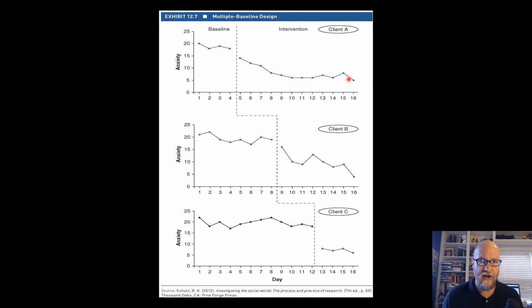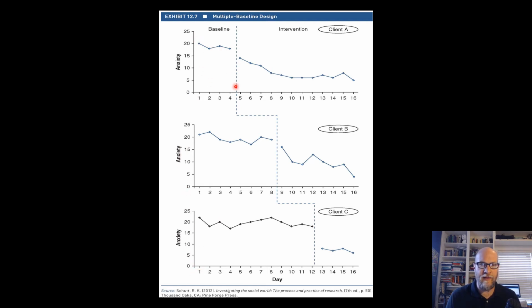So these are some examples of a multiple baseline design. In this case, we've got 3 different clients, participants, client A, client B, and client C. They all begin measuring the behavior at the same point on day 0, right, or day 1, I should say.